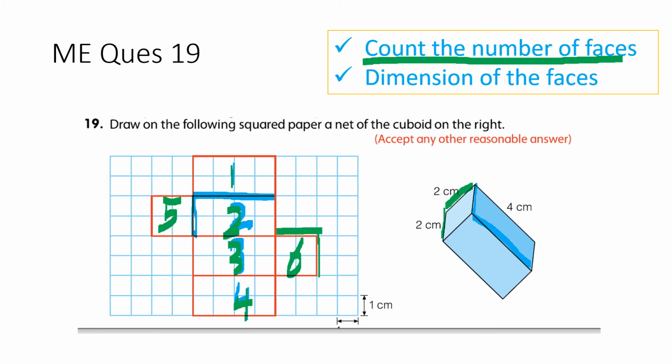And then you have to think about the orientation. Okay, how do you arrange these faces? So I hope when you notice these points, the number of faces, the dimension of faces, and also think about its orientation, it can help you to solve this kind of problem.